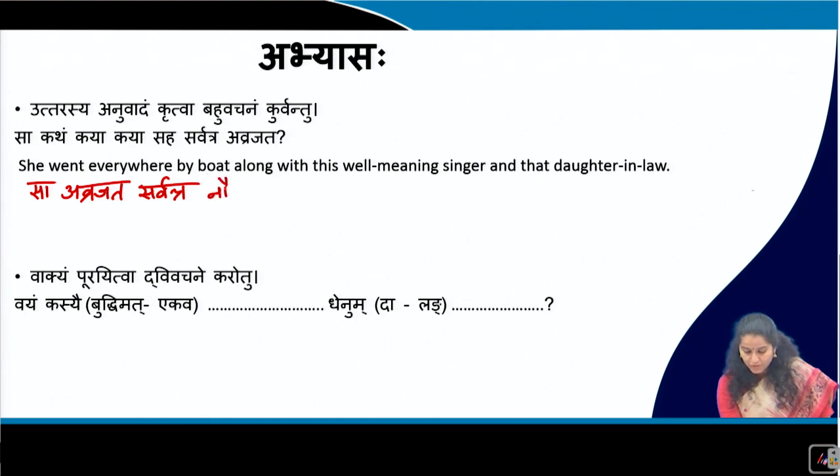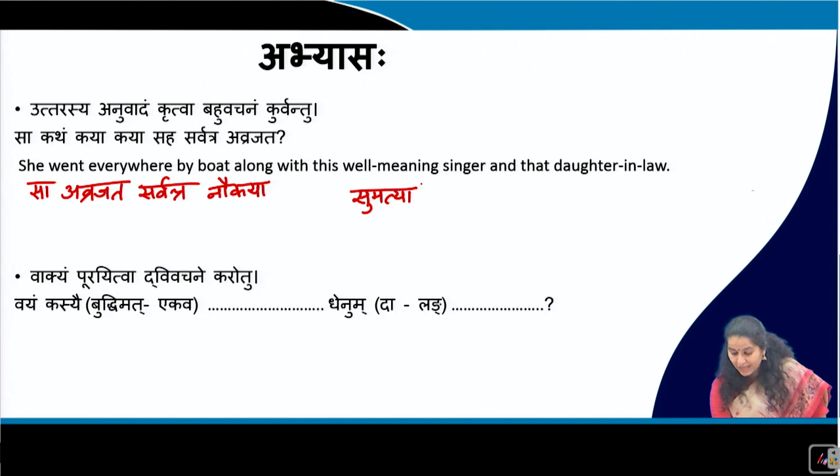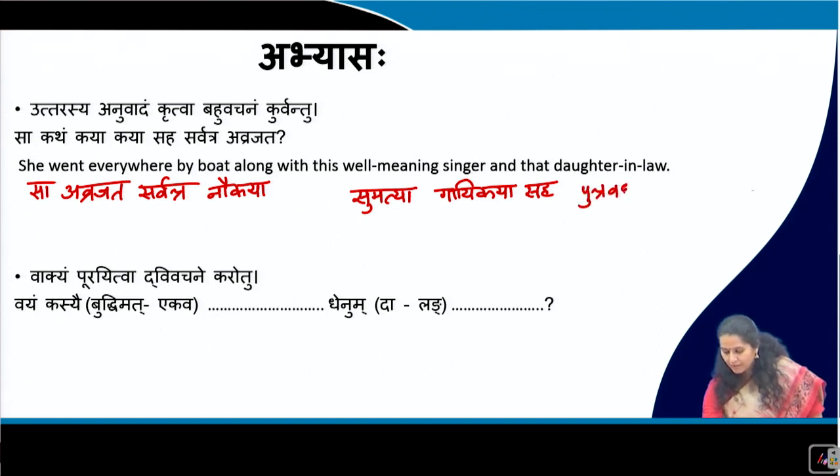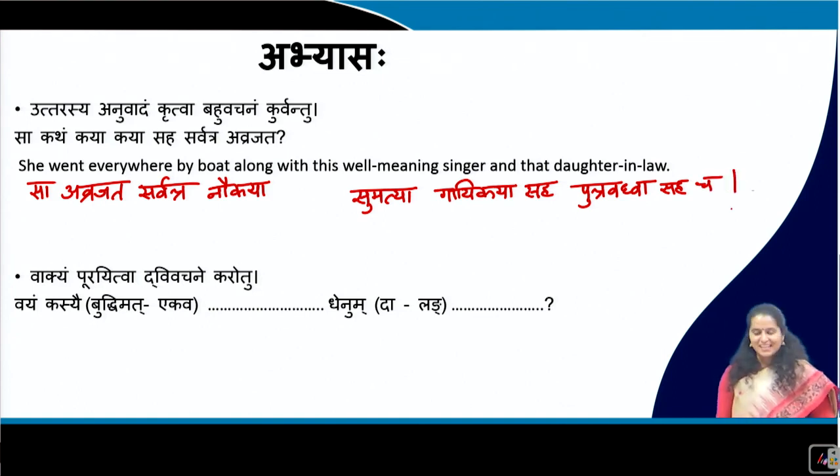by boat. Nauka, so naukaya, along with this well-meaning sumati. So sumatya, gayika will become gayikaya. With this, so sumatya gayikaya saha, and daughter-in-law putravadhu. So putra vadva saha cha or cha saha avrajata. Astu spashtam asti. Now let's move on to the next part of it, which is bahuvachanam kurvantu.